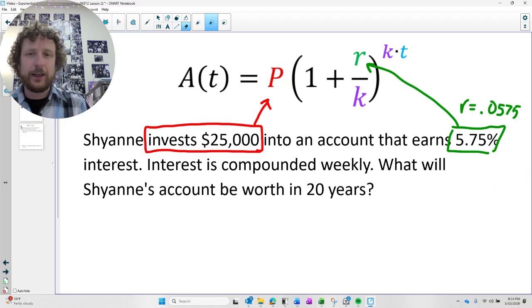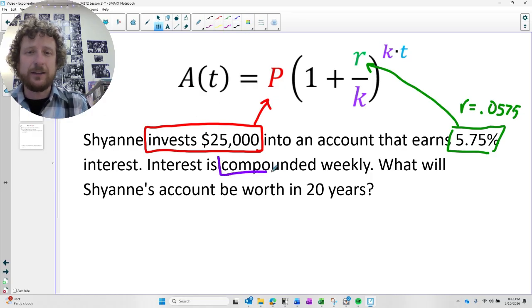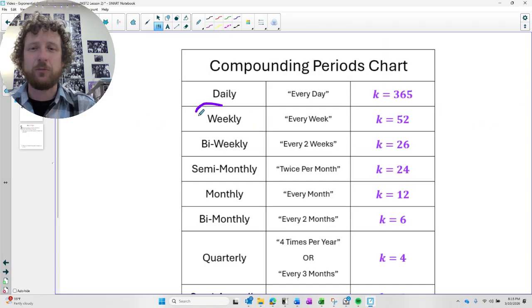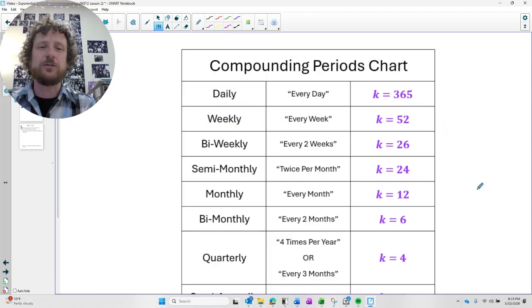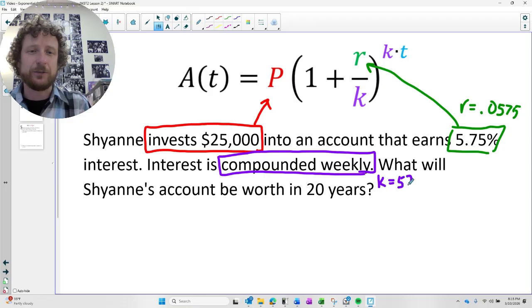And then it says this is compounded weekly. So that means that Cheyenne is earning interest once a week. So I'm going to go to that chart. It's on a wall in the classroom. I look at compounded weekly, and it says that K will equal 52. That's because there are 52 weeks in a year. That's because Cheyenne will be earning interest 52 times a year. So compounded weekly means K equals 52.